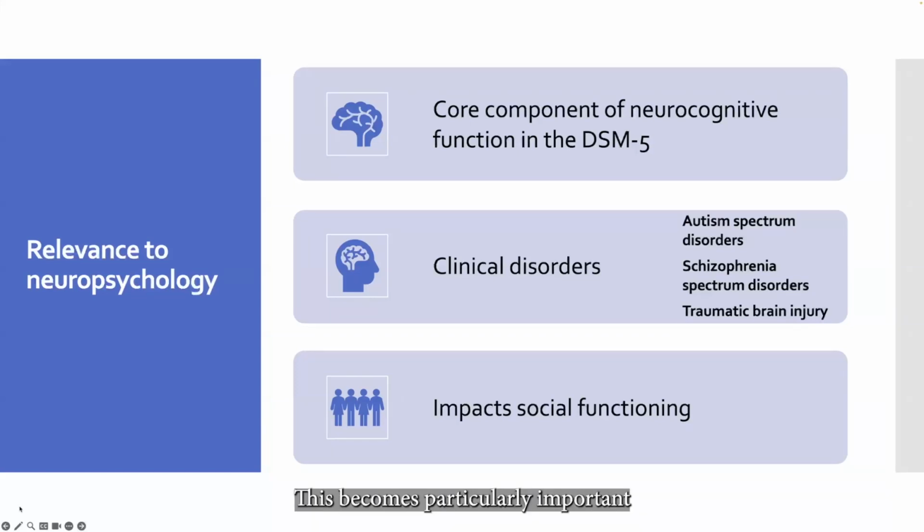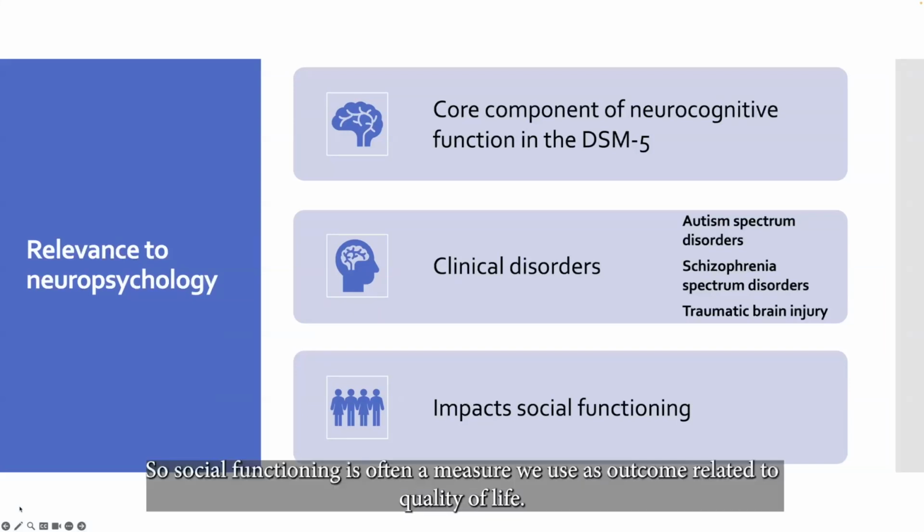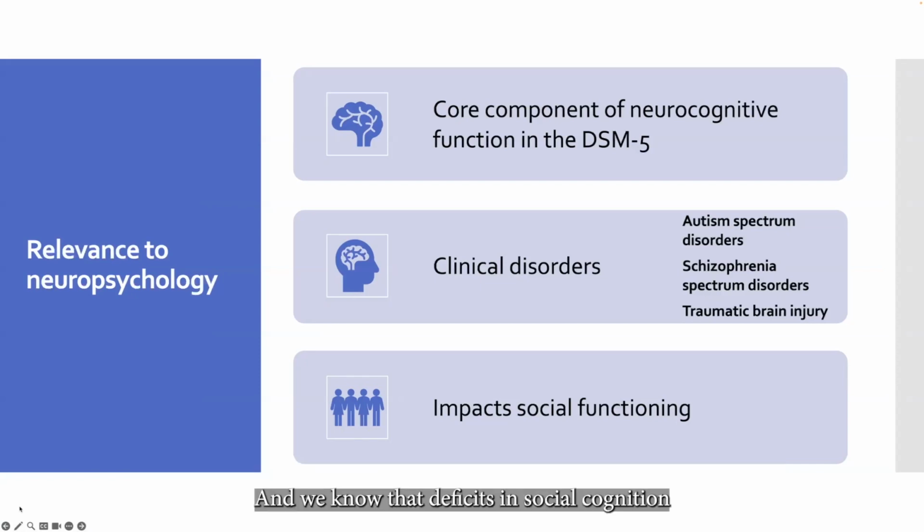This becomes particularly important when we're thinking about assessing an individual's social functioning. So social functioning is often a measure we use as outcome related to quality of life. And we know that deficits in social cognition may be part of what's happening when we see challenges in social functioning for an individual.